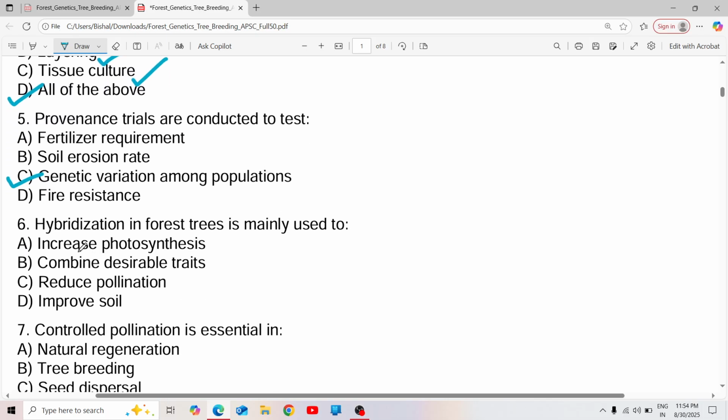Question number 6. Hybridization in forest trees is mainly used to option A, increase photosynthesis, combine desirable traits, reduce pollination, and improve soil. So it is mainly used to combine desirable traits. That is the correct answer.